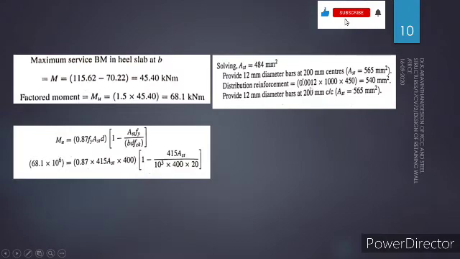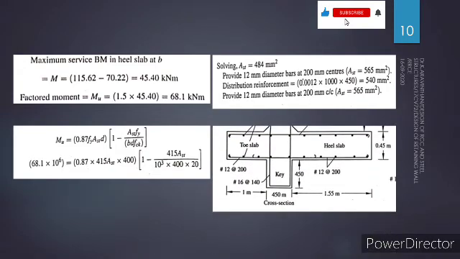The formula here is 0.12 percentage of BD. So B here is 1000 and D here is 450. If you multiply this, you will get 540 mm square. This is nearly similar, so we are providing the same reinforcement as for the main bar, and the distributor will also have the same reinforcement of 12 mm dia bar at 200 mm center to center.